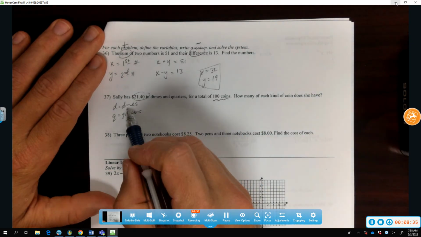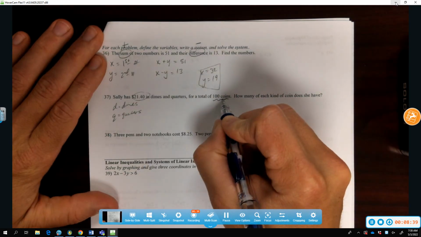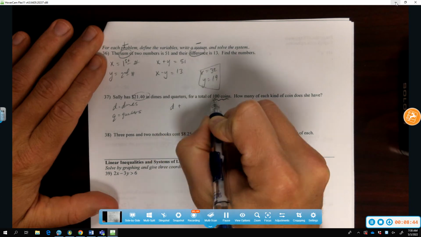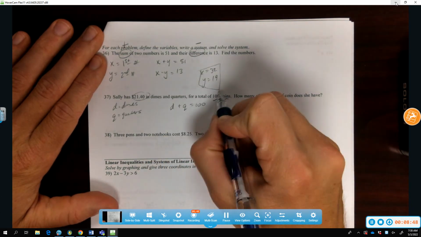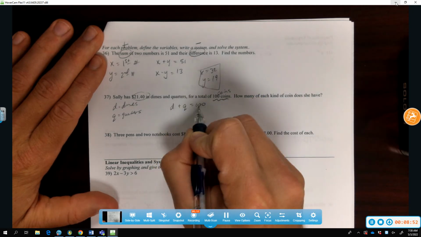Okay, well, we got our variables. D is dimes, Q is quarters. We know that together she has 100 coins total. So what are the coins? The coins are the number of dimes, D, and the number of quarters, Q, is equal to 100. This is the coins. That's not money, right? So coins and coins equals coins.